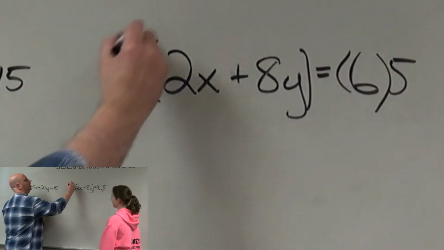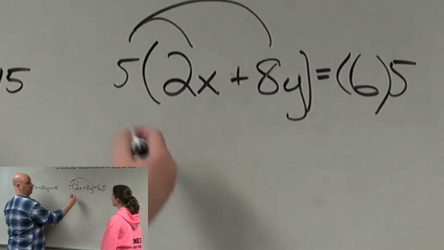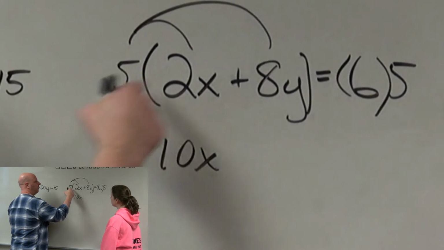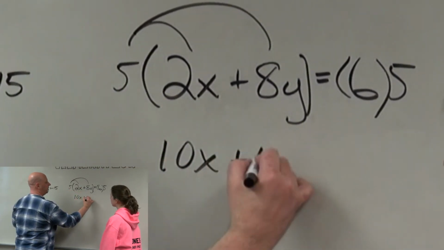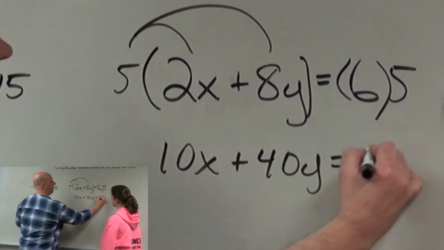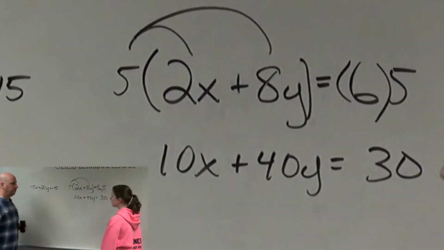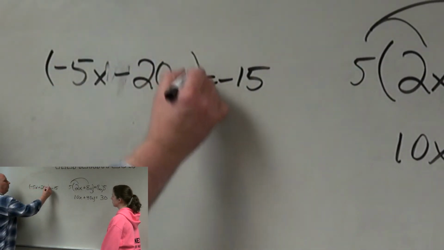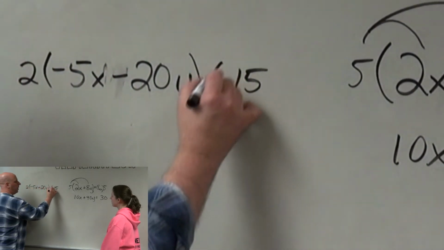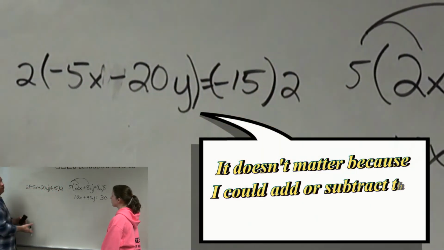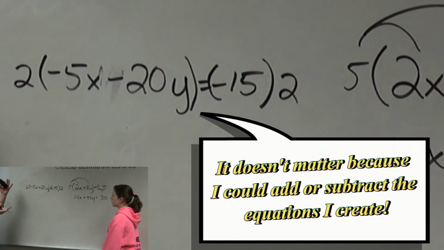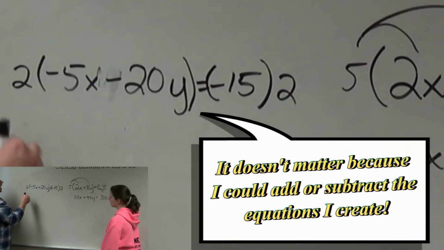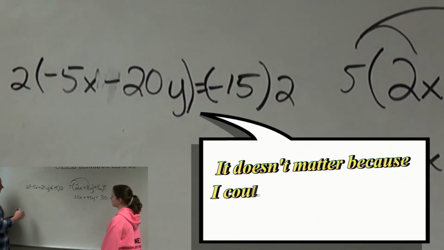Aha! Okay. There. 5 times 2 is 10x. 5 times a +8, I get plus 40y. And then over here, that becomes 30, right? Over on this one, I'm going to multiply by 2, because again, I want them both to have 10. And it doesn't matter if it's positive or negative, because when you subtract them, or add them, you could do either one, depending on what you get. I just want the number to be the same, okay?